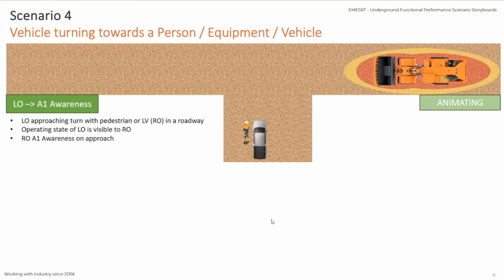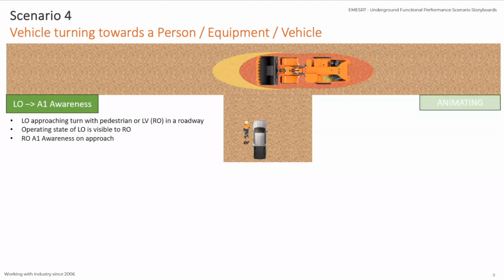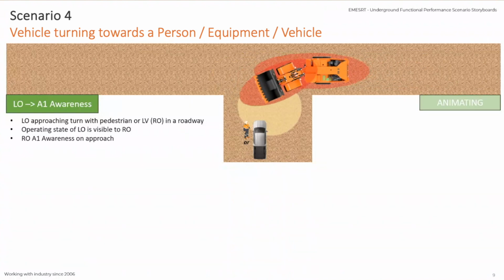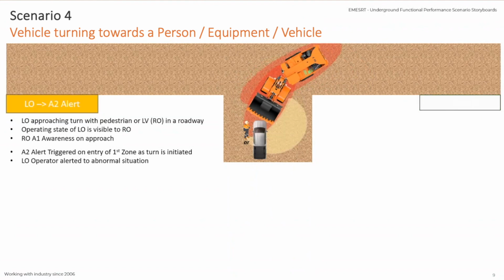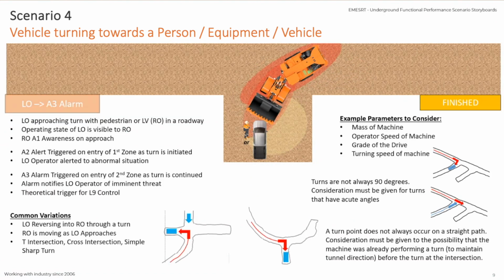So here we've got the HV approaching. Ideally, we should have our A1 awareness on approach. And then if the vehicle initiates the turn and starts to transition into that drive, we should get our A2 and our A3 if he still progresses. So pretty important one, and there's lots of different variations for this one, so we're going to go through those.